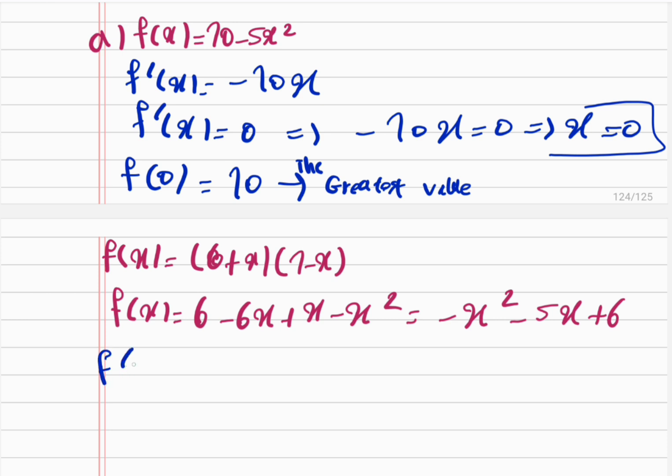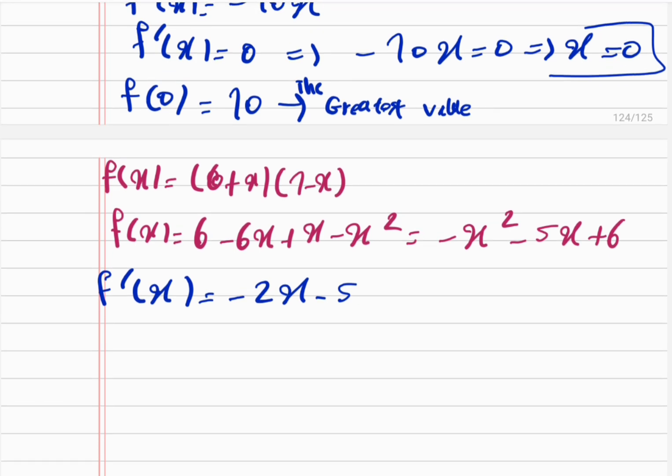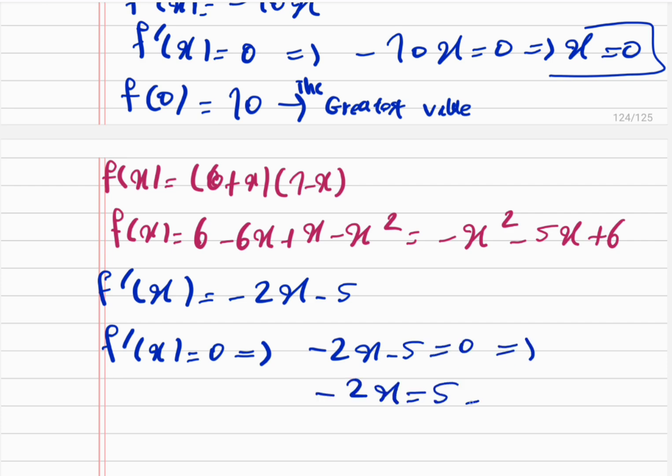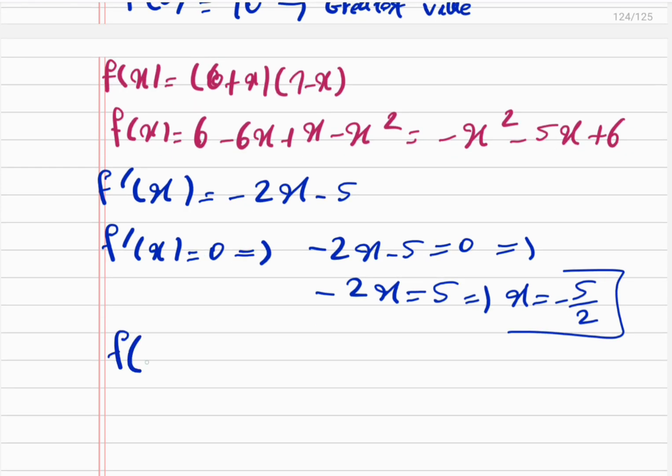Right. Now the first derivative is equal to minus 2x minus 5. And we again set that equal to 0. So we have minus 2x minus 5 is equal to 0, which means minus 2x is 5 and x is minus 5 over 2. And all we need to do now is just finding f of minus 5 over 2, because that's the greatest value of the function. And that is equal to 49 over 4. So this is the greatest value of the function.